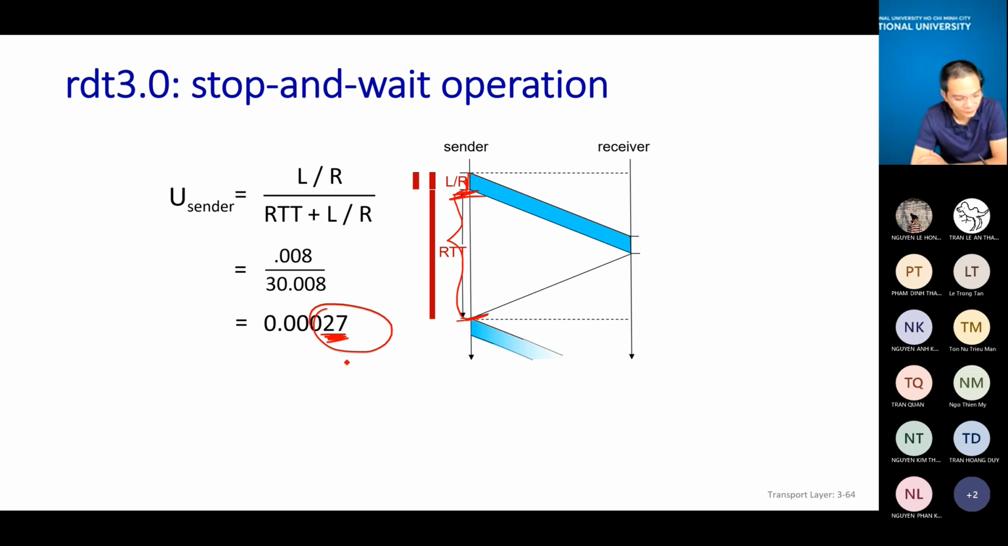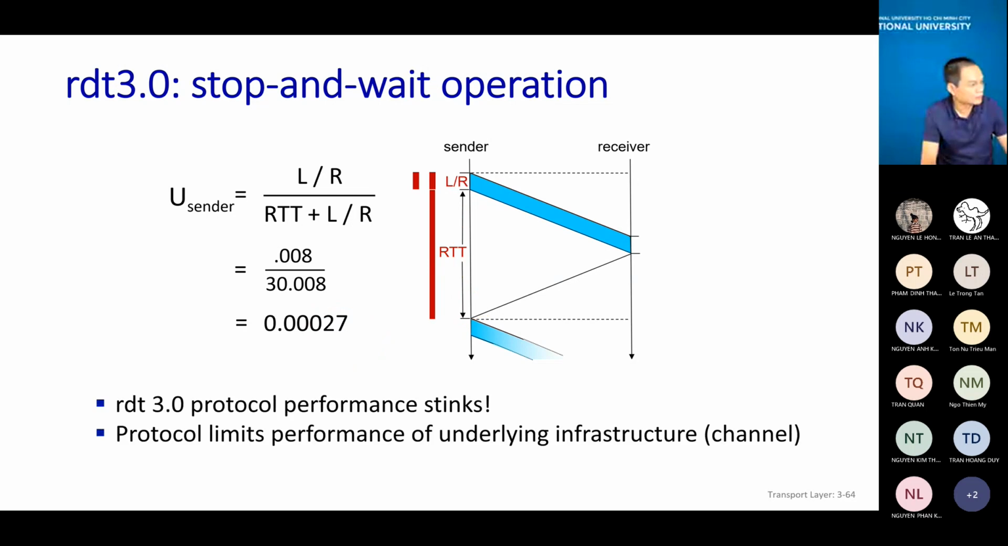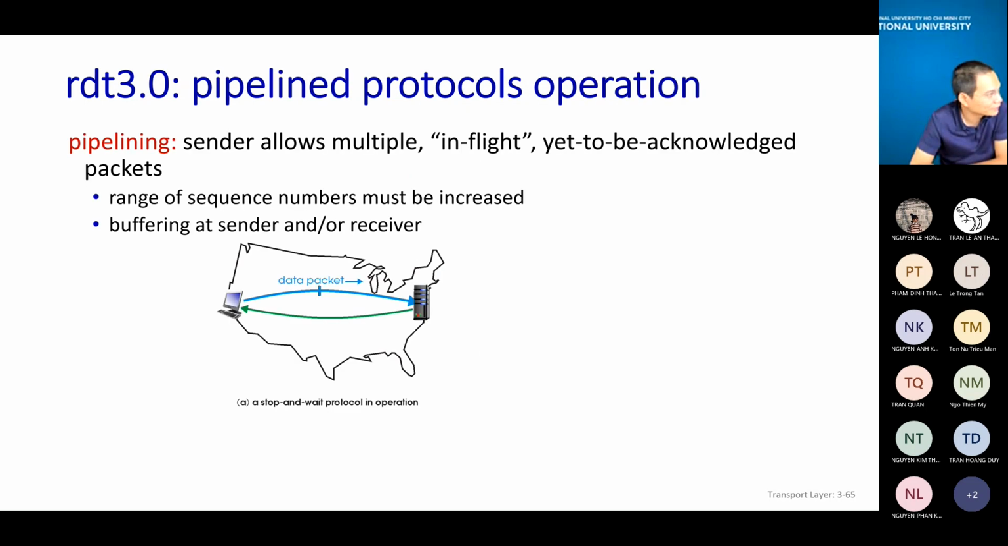Right, so how do we deal with these things? We need to, for example, increase queuing and so on, transfer multiple packets at the same time. So we're going to introduce the pipeline protocol. Pipeline protocol, what does that mean? It means that we're going to send a lot of packets at the same time. So you can see here is stop and wait.